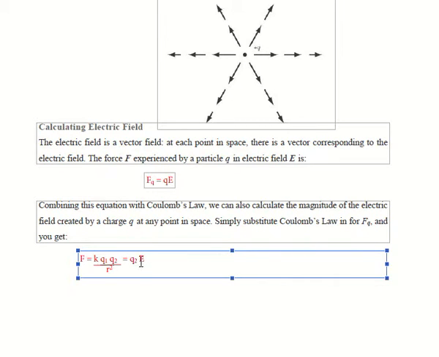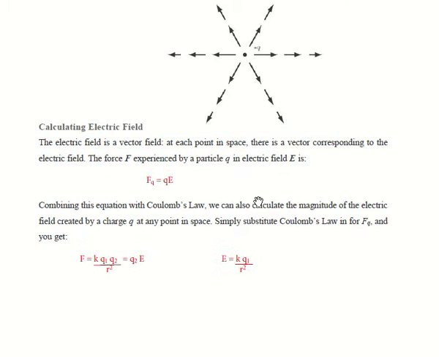So if these two things are equal to each other, well, they both have Q2 in the numerator, so we could cancel that out to get E equals K Q1 over R squared. So what this says is the electric field generated by the first charge is equal to Coulomb's constant times the size of the charge divided by whatever distance squared. So however far away you are from the charge, this is how big the electric field will be at that point.